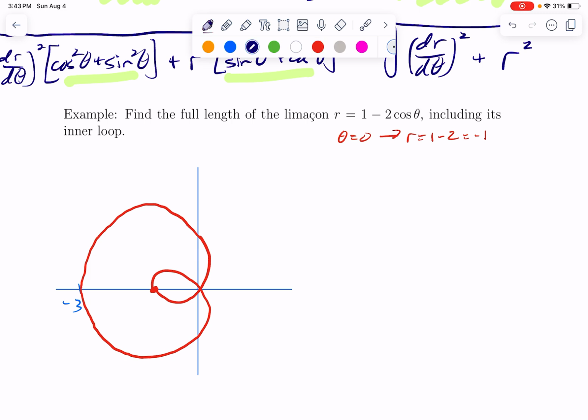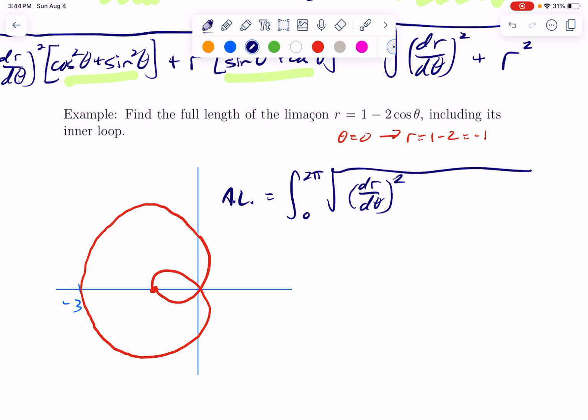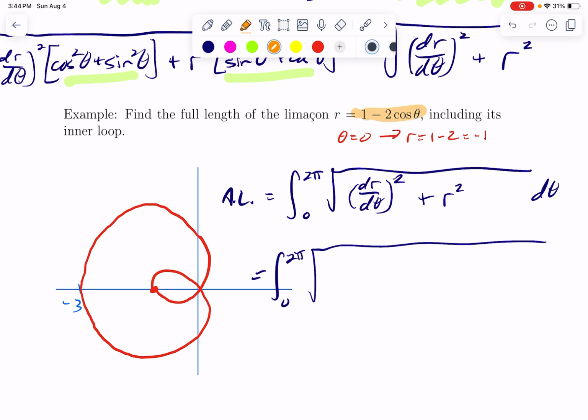So what we're going to do here is say that the arc length, the full perimeter around this, would be the integral from 0 to 2 pi of the square root of (dr/d theta) squared plus r squared, d theta. And let's see how much of this we can do by hand. So the derivative of this would be 2 sine theta. Derivative of 1 is 0, derivative of cosine is negative sine. So we have (2 sine theta) squared.